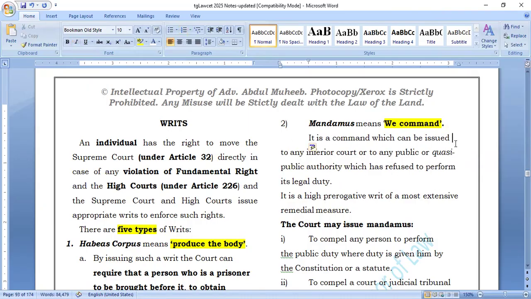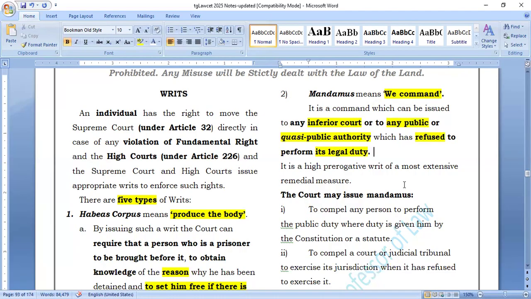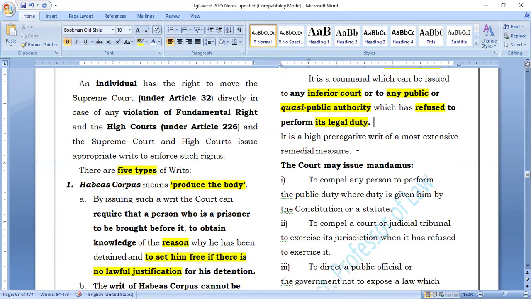It is a command which can be issued to any inferior court or to any public or quasi-public authority which has refused to perform its legal duty. So this is very, very important. What is a quasi-public authority? Any public authority, RTA, RTO, MRO, any government office. So any inferior court or any public or quasi-public authority which has refused to perform its legal duty.